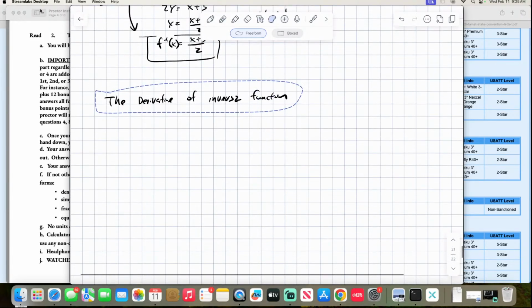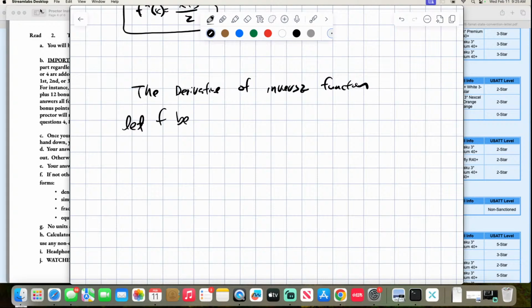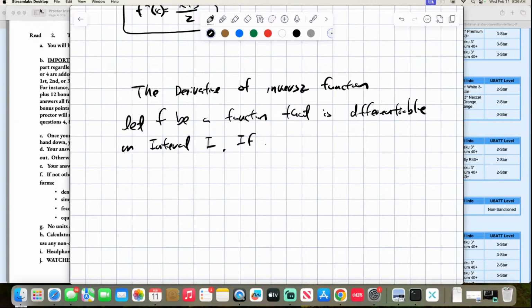The derivative of an inverse function says: let f be a function that is differentiable on interval I. If f has an inverse function g, so we're going to call the inverse function g of x, then g prime of x is equal to 1 over f prime of g of x.